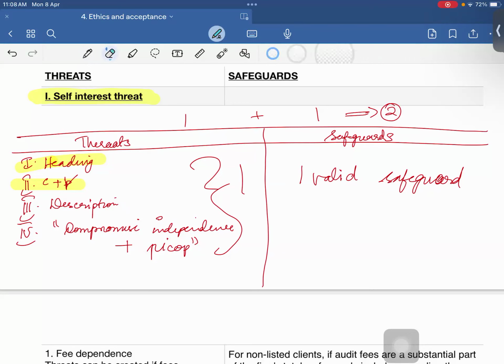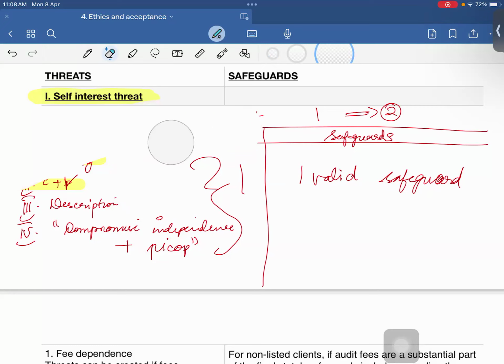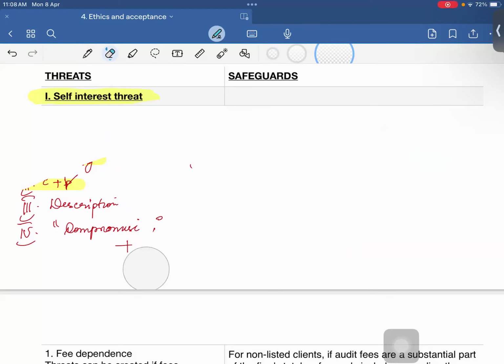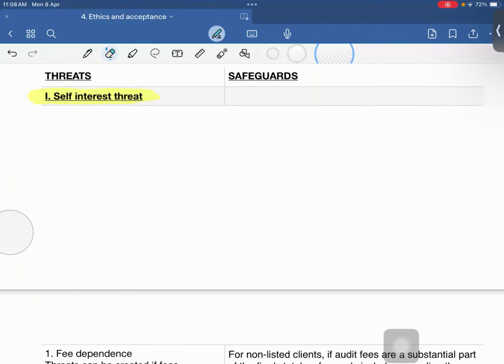And the maximum they would ask you can be for 6 marks under threat, if at all they are going to ask you. That means you have to identify 3 threats and 3 safeguards.